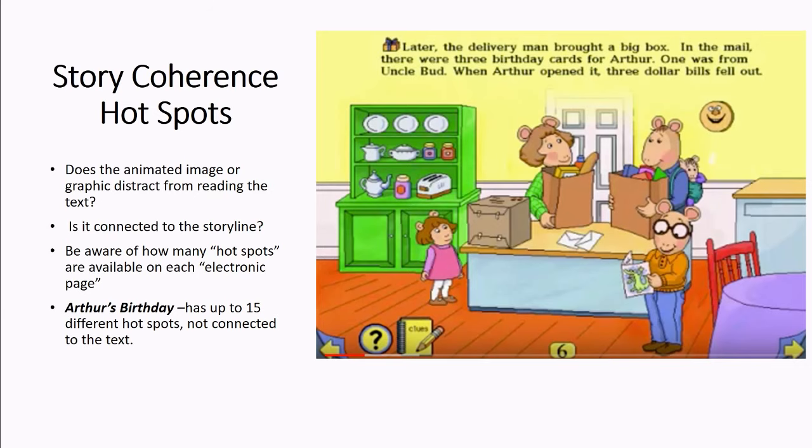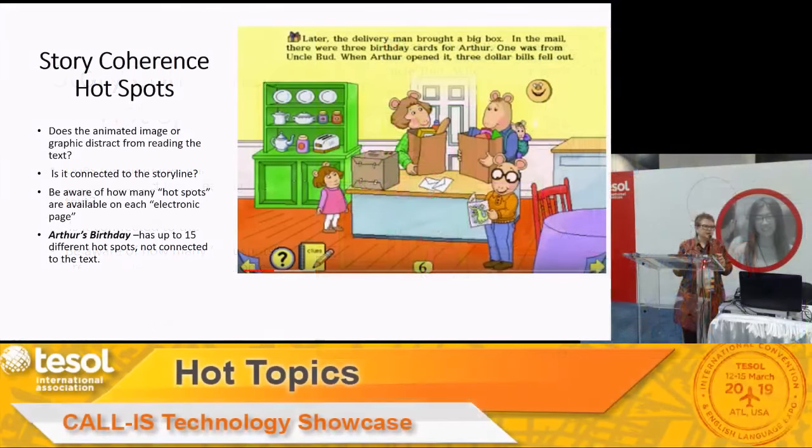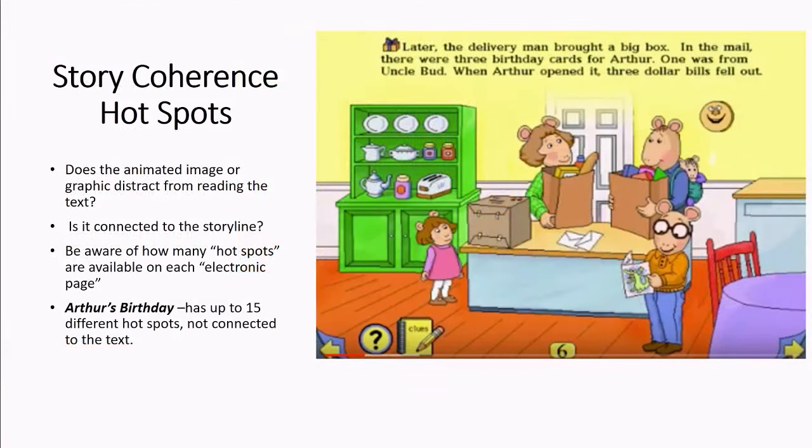This is the one that hijacks. And it's interesting because these are Arthur stories, and they're really wonderful stories. However, in this picture, look at this story. It says, "Later, the delivery man brought a big box. In the mail, there were 3 birthday cards for Arthur. One was from Uncle Bud. When Arthur opened it, 3 dollar bills fell out."